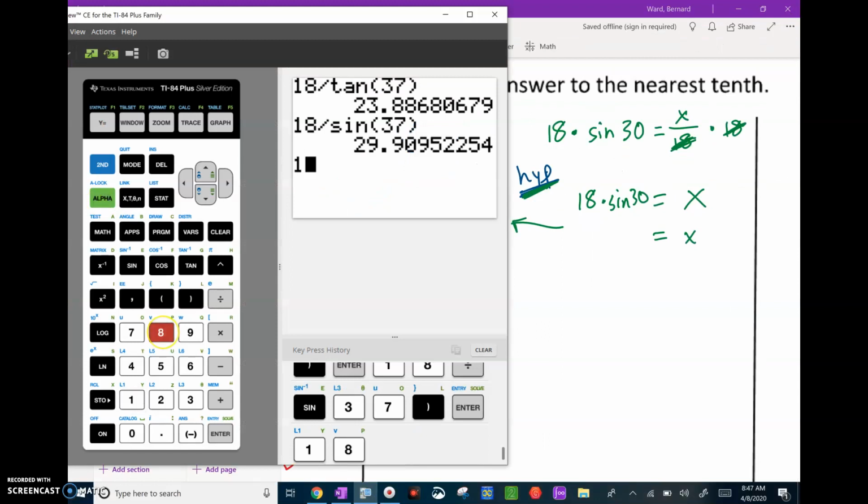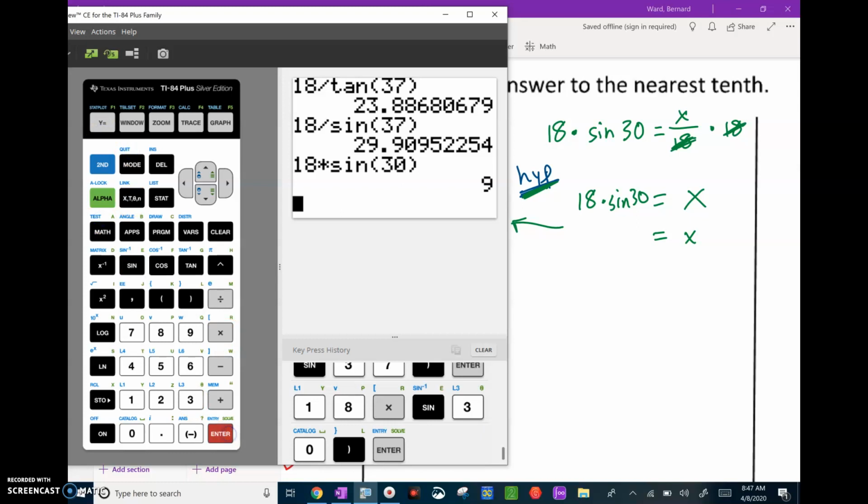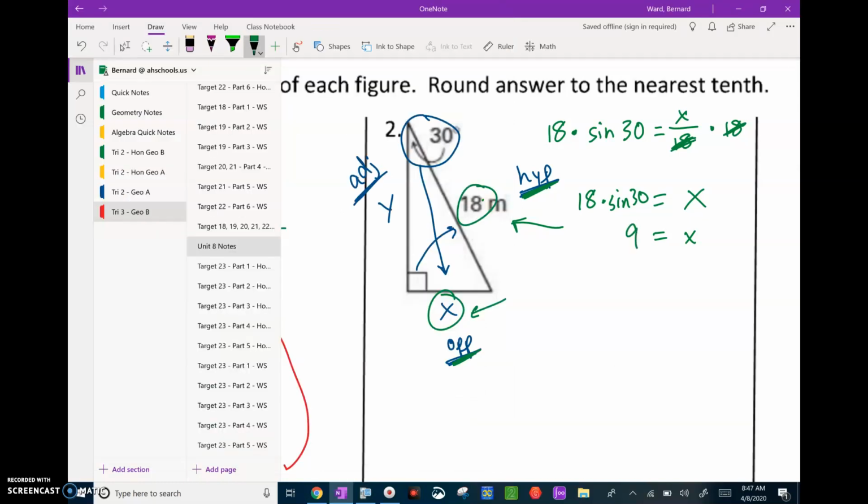So let's do that. 18 times the sine of 30. Enter, and we get 9. So that's nice. So x is 9.